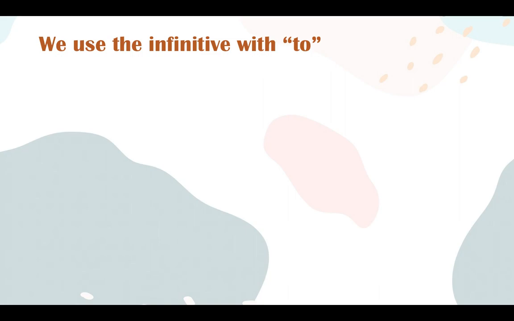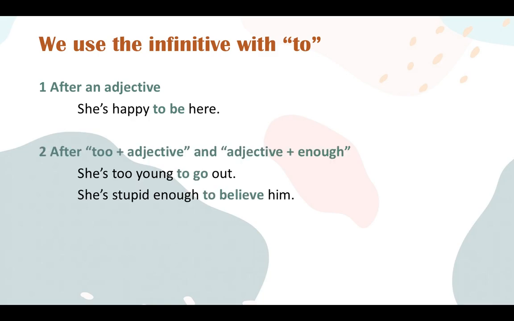Some sentences, however, require an infinitive with "to", and this is, for example, the case after an adjective, as in "she's happy to be here". And this is also the case with constructions such as "too" plus an adjective and adjective plus "enough". These are also followed by an infinitive with "to".